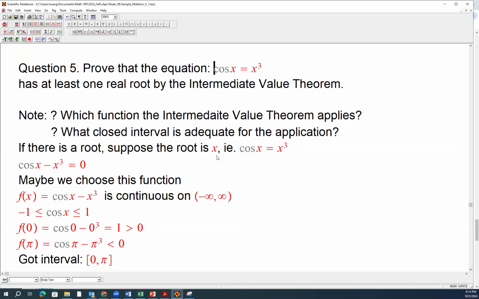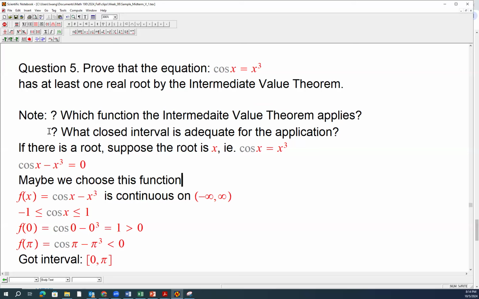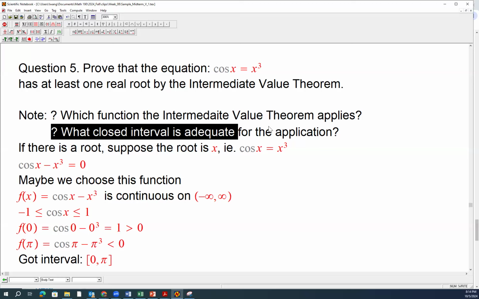Before we do this, there are two things we need to understand. The function was not given, so we have to identify a function so that we can apply the intermediate value theorem to that function. Please have your intermediate value theorem next to you. The intermediate value theorem is on a function. And secondly, an interval was not given to us. You have to identify the interval.